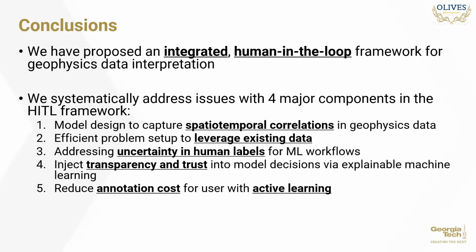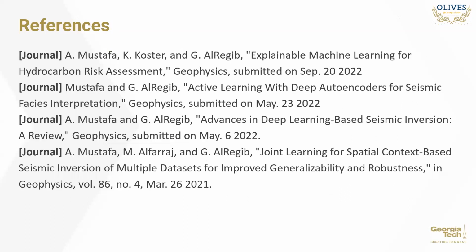better training setups. They can model the uncertainty and use this uncertainty model during training to better account for uncertainty present in the model workflows. They can inject more transparency and trust into model decisions using the kind of explainability paradigm that we demonstrated. And then we can massively reduce annotation cost for the user with active learning by only pointing to the most relevant samples. And that brings me to the end of my presentation.